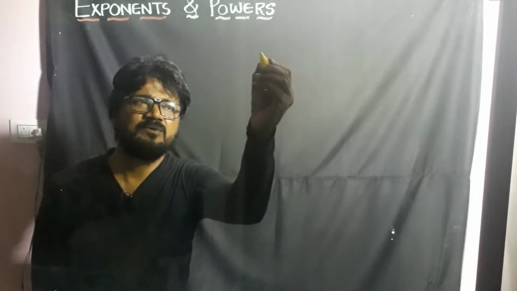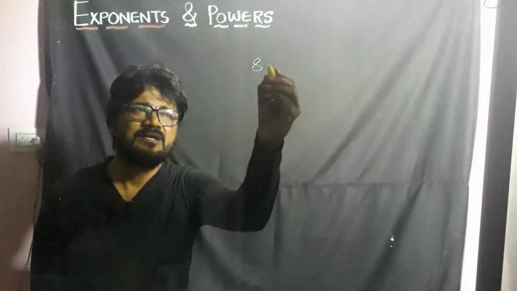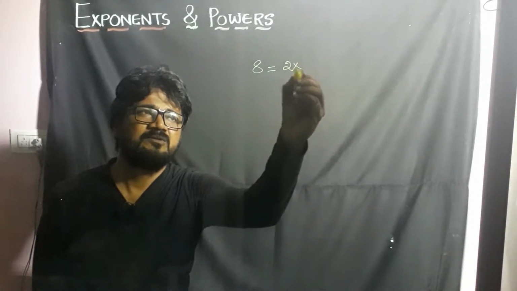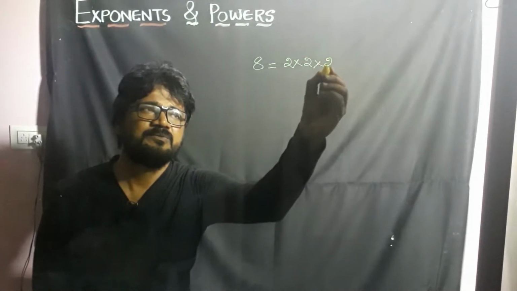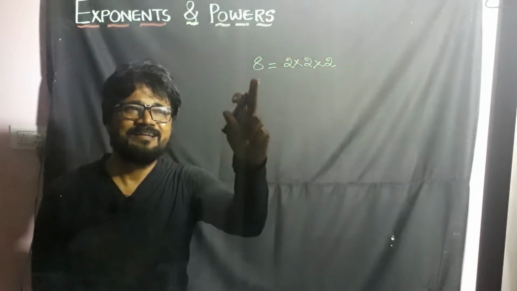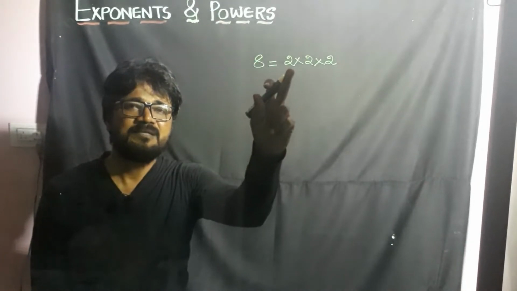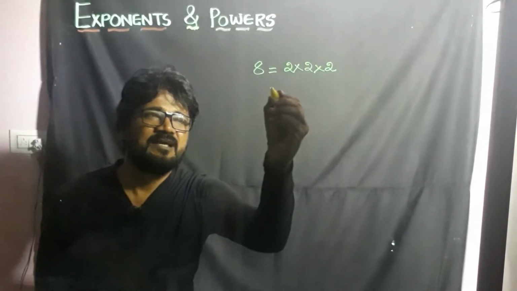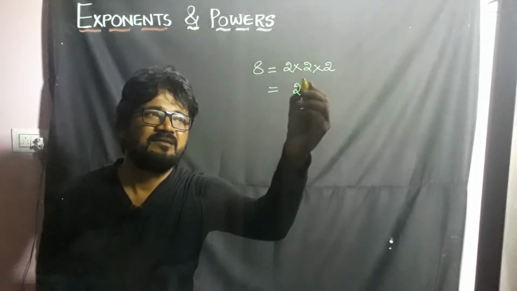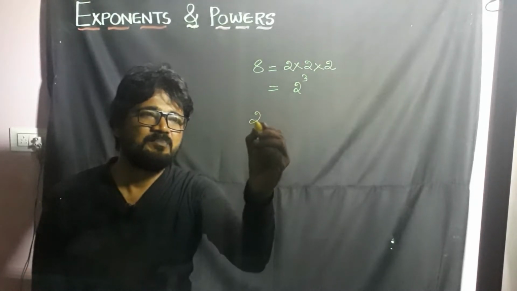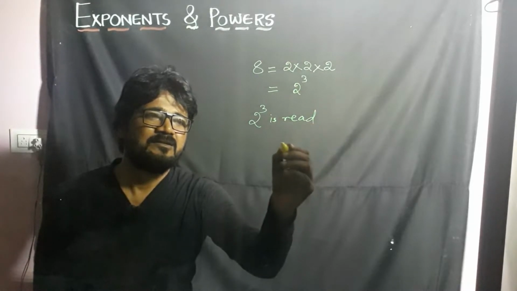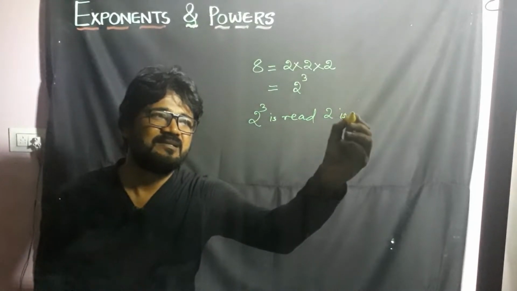Now, what are exponents and powers? Before entering into this topic, let us take a value 8. 8 can be expanded as a product of 2 into 2 into 2. That means 8 has been written as repeated multiplication. And this 8 can be written as 2 to the power of 3. This 2 to the power of 3 is read as 2 is raised to 3.